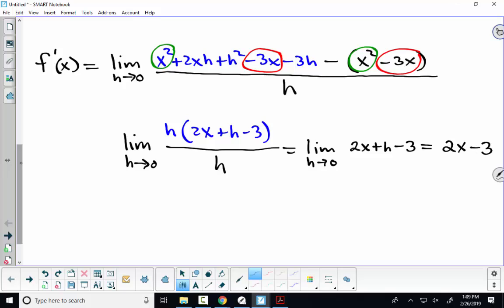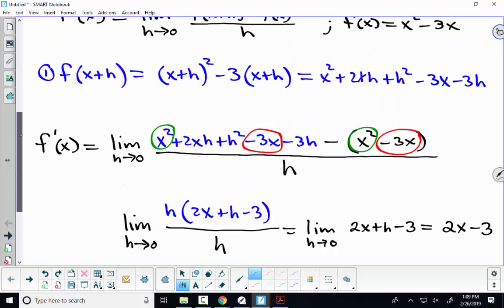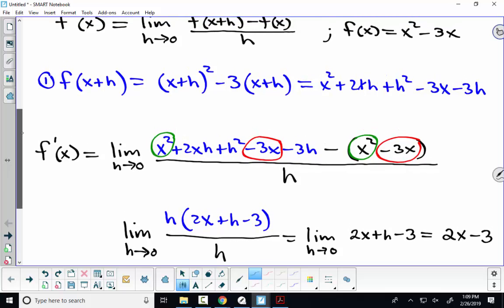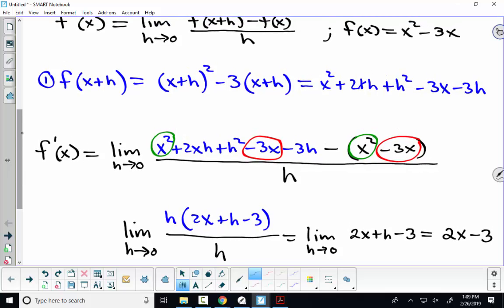So we get 2x minus 3 as the derivative. Kind of keeping in the back of our mind that we know some shortcuts to take a derivative. When we look at the function x squared minus 3x, we can use the power rule. So the derivative of x squared is 2x. The derivative of negative 3x is negative 3. So we can use those shortcuts to check our work.